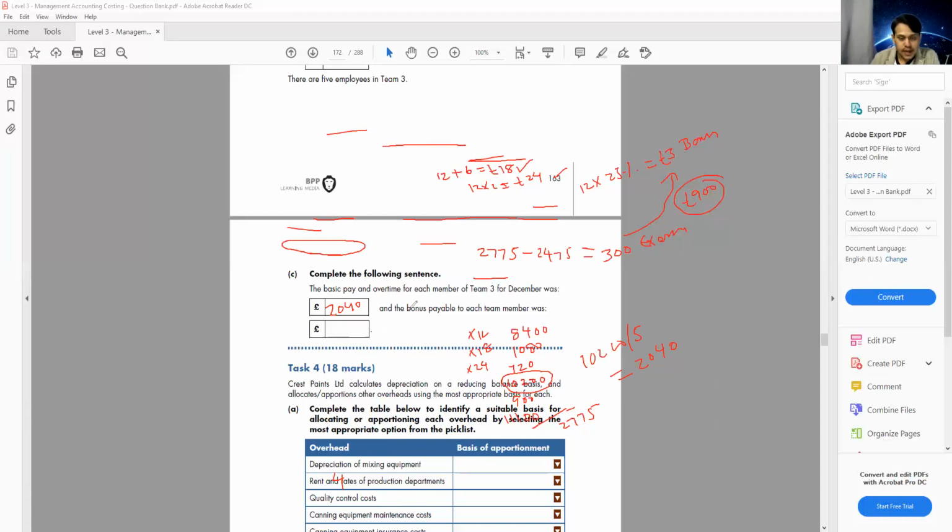And the next one said, the bonus payable to each member. How much was the bonus total? The bonus was total 900. If I divide by 5, 900 divided by 5, it should be 180 per member. Total bonus is 900, and if there are 5 members on the team, everyone will get 180. And before the bonus, their basic pay will be 2,040 pound each member. That is 10,200 divided by 5. And the bonus is total 900, you divide by 5, you get 180.